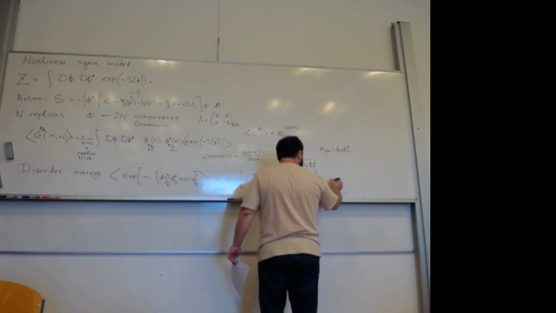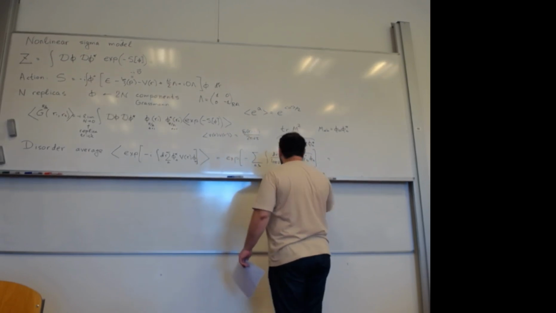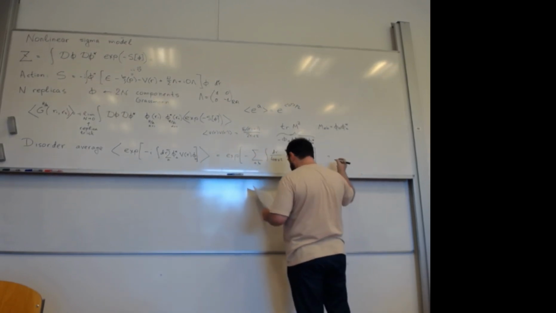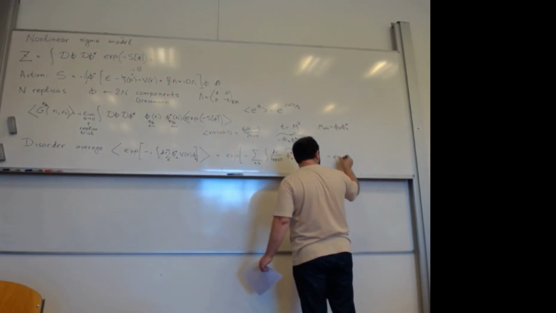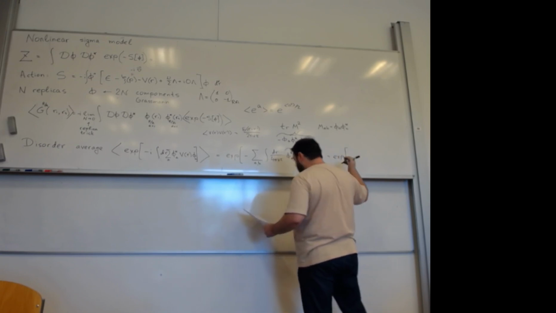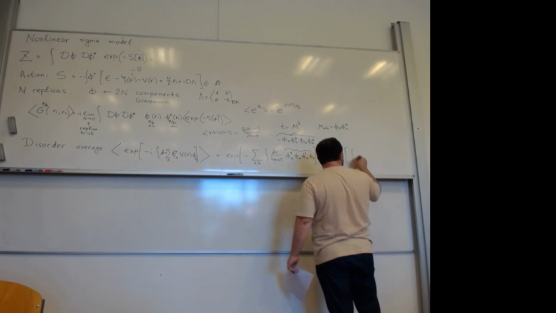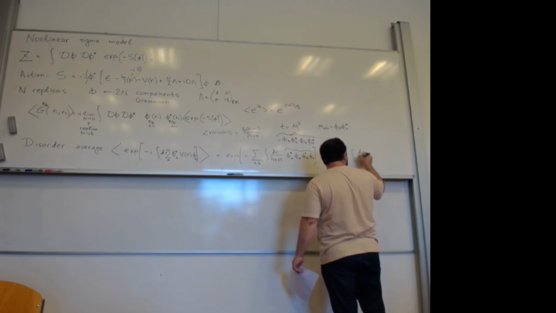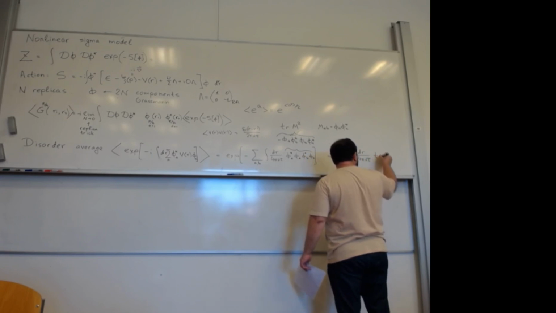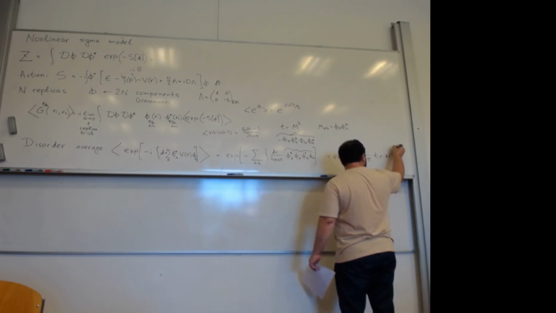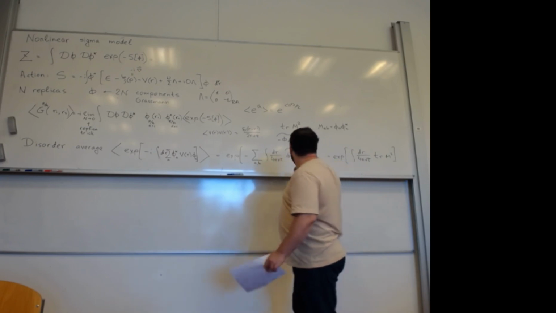And as a result, I have here exponent of, now it's plus, minus here, it's plus, integral over all positions, 4 pi mu tau, trace M squared. This is M.